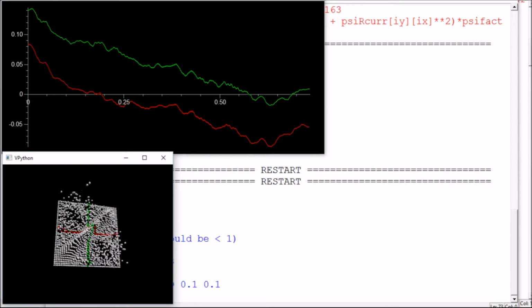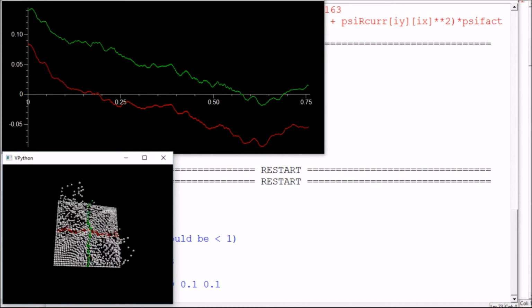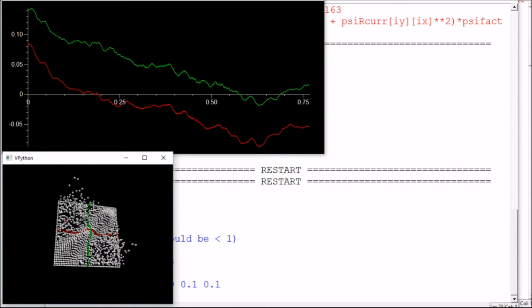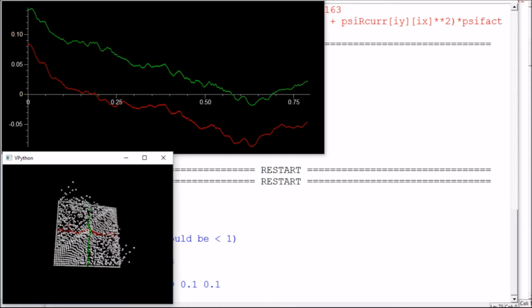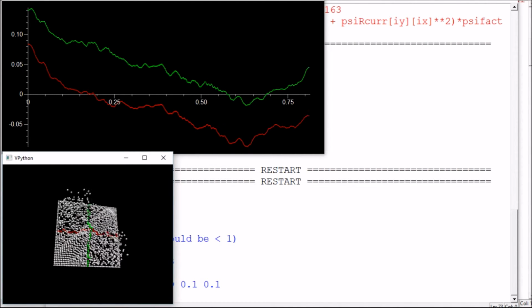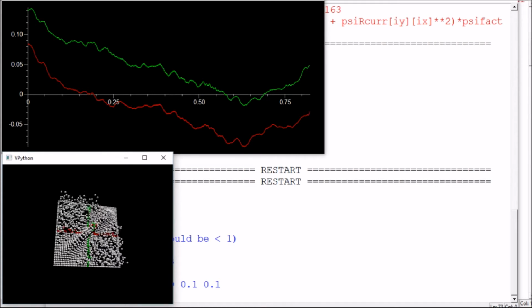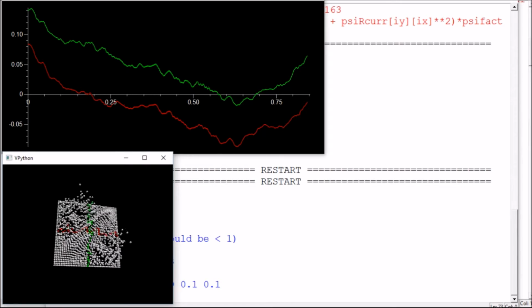Let me double check on the scale. So about 0.02468. About a 0.01, about a 0.1 difference. So you get a pretty consistent difference of about 0.1.